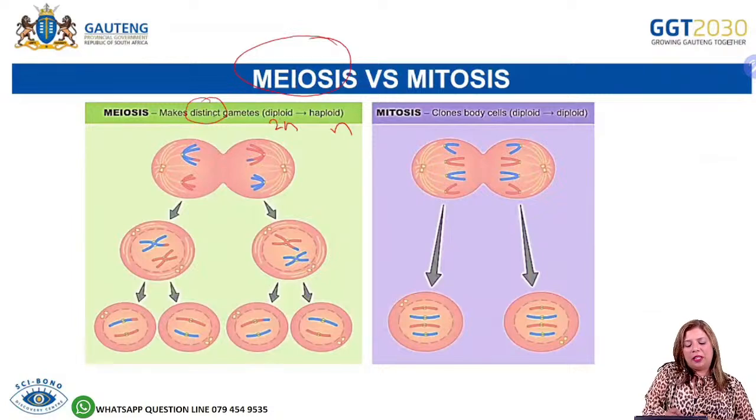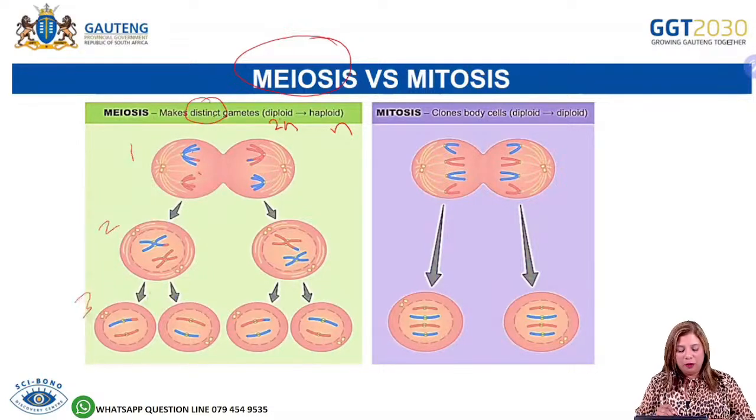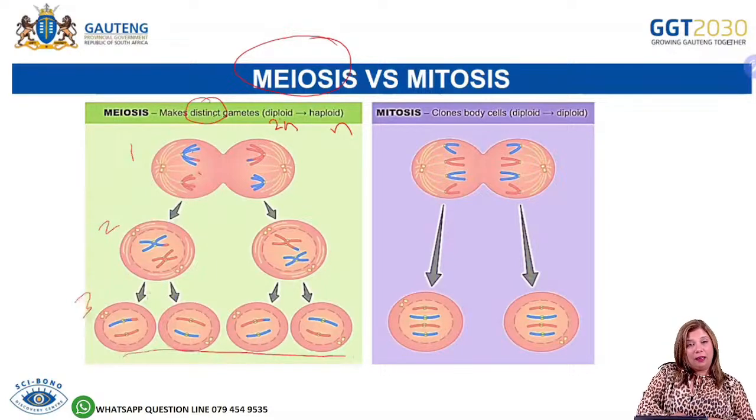So when it says they make distinct gametes, I want you to look at this diagram, that diagram, and the third diagram. If you look at all the chromosomes in each of these cells, they differ. Look at the bottom line. None of these cells look identical. What does it tell us? It tells us that they make distinct gametes.